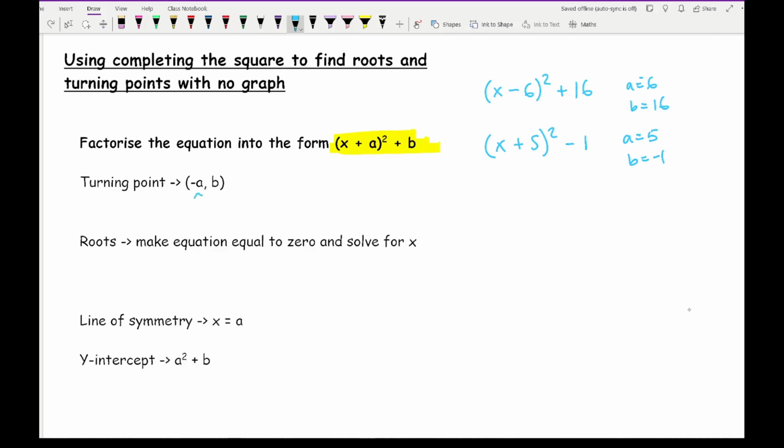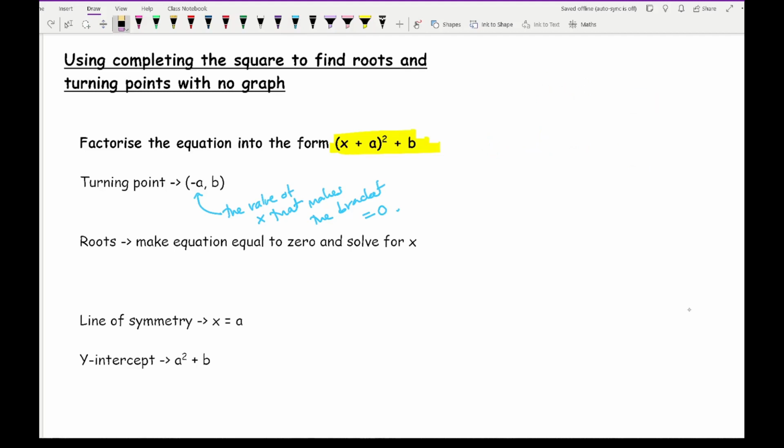Now the minus a is basically the value of x that makes the bracket equal to 0. So again, when you've got a negative a already in the format, you want to change the sign of a basically. So just to go over that, let me give you some examples and let's find the a and b values of this, or the turning point. So we have an equation and we've got the turning point. Let me just give you some quick examples.